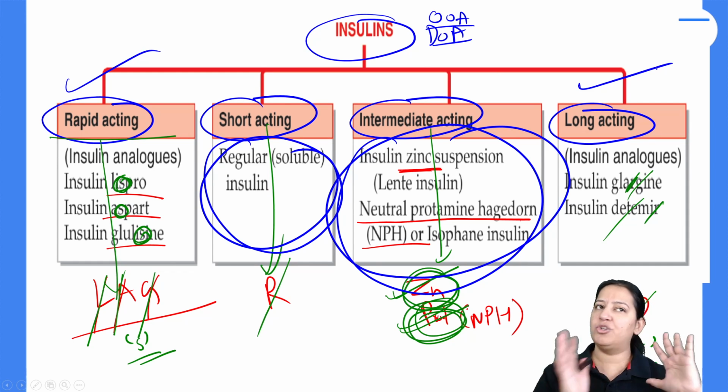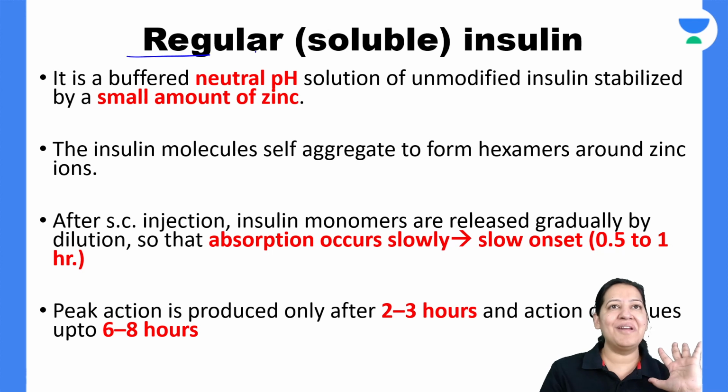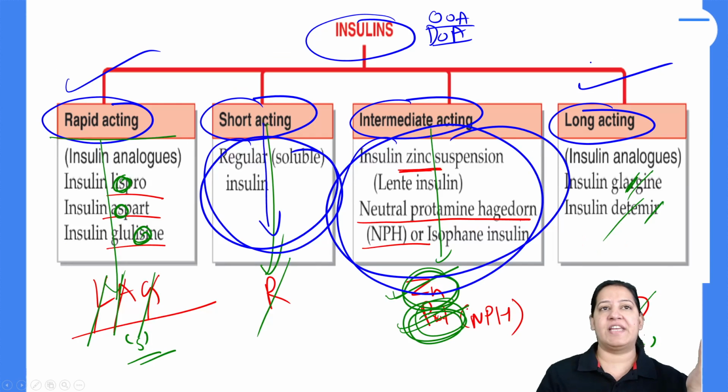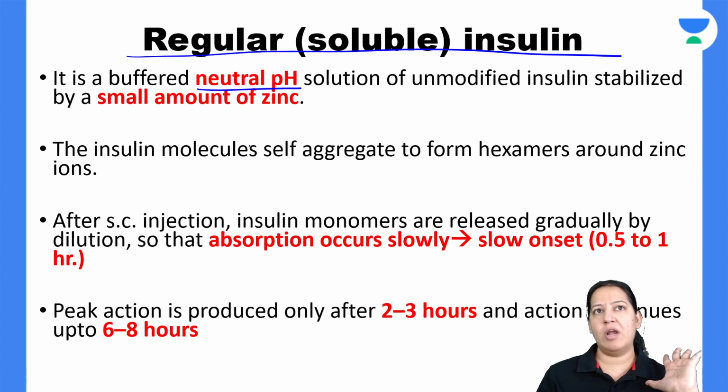In the end, I will teach you ultra short, rapid and long. So let me start with short insulin, that is regular insulin, right? Regular insulin, or short acting insulin, is an insulin which is at neutral pH. It is combined with a small amount of zinc.